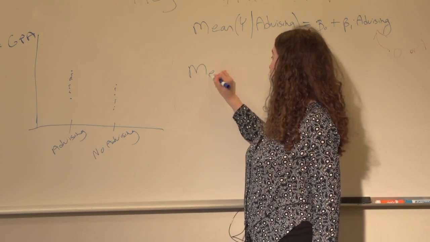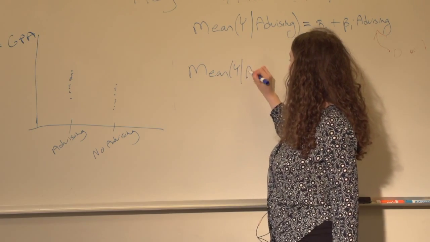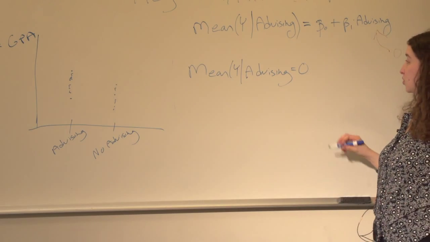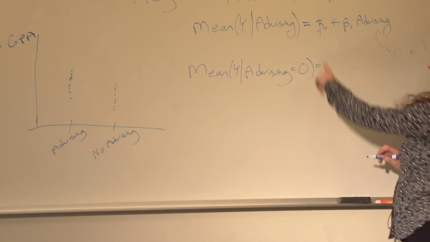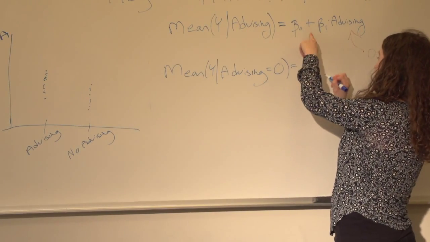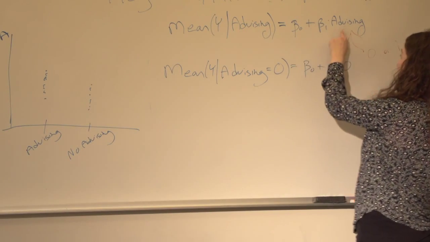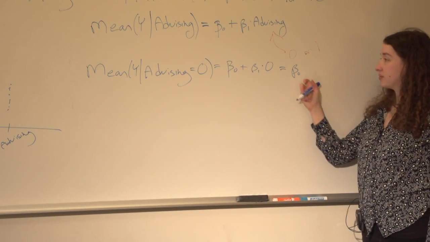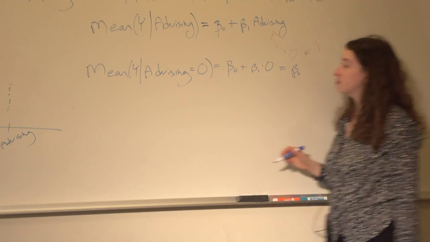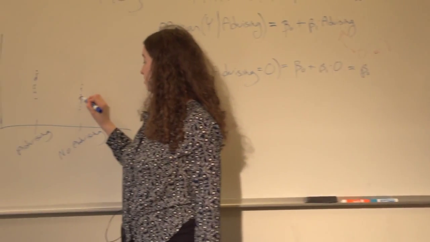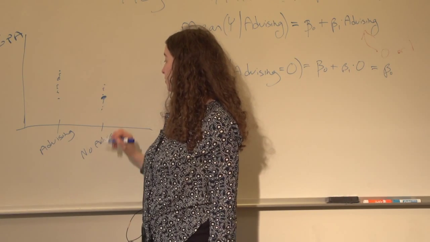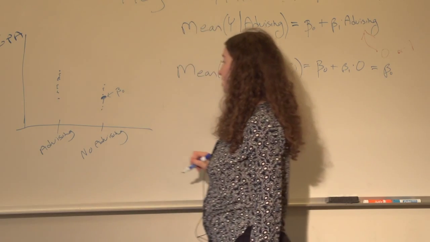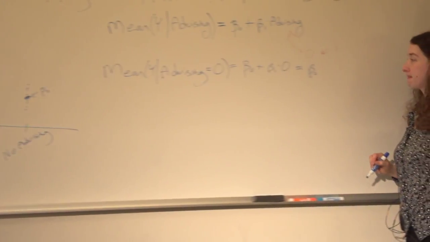So if we have the mean of Y, given that this advising variable is equal to 0, because this particular student we're imagining did not have advising, following this equation we have beta 0 plus beta 1 times 0, because she did not receive advising. In other words, we have beta 0. Okay? So we're going to call the mean of the GPAs for those who had no advising beta 0.